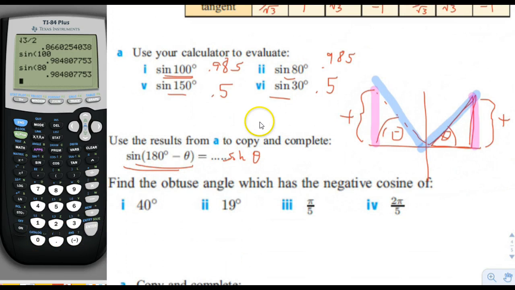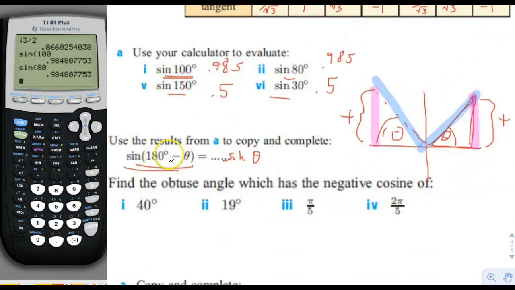So when you do that with your calculator, you'll find out that the sine of 100 is 0.985. Sine of 80 is also 0.985. Sine of 150 is 0.5. Sine of 30 is also 0.5. And you can see that, hey, that's weird. 100 and 80 both have the same sine. Sine of 150 and sine of 30 both have the same sine.